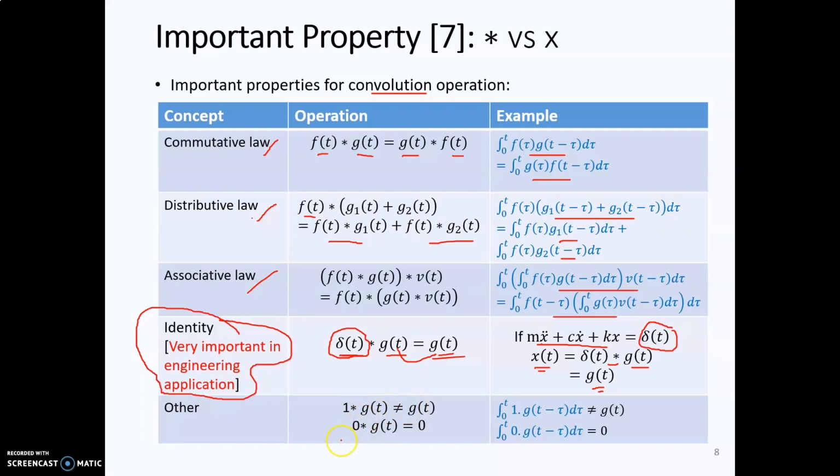So you need to be careful that convolution is not equal to multiplication. Where 0 multiplied by g, you should get 0, and 1 multiplied by g, you should get g. But for convolution, 1 convolved with g does not give g. 0 convolved with g gives you 0.